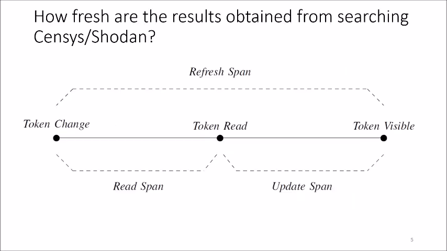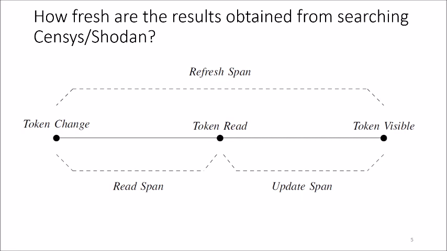For our first question, how fresh are the results obtained from searching Censys and Shodan? To answer this question, we measured the time between when a service is updated and when the update is reflected through the Censys and Shodan's API. In our experiment, we focused on the freshness of the HTTP service. Each day, we generated a unique 64-character string, which we will call a token, for each virtual machine.